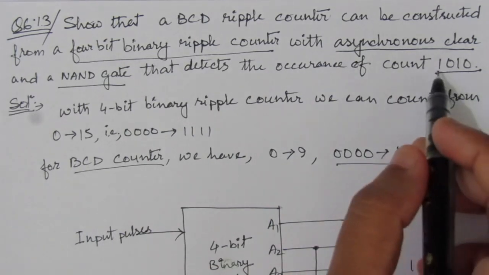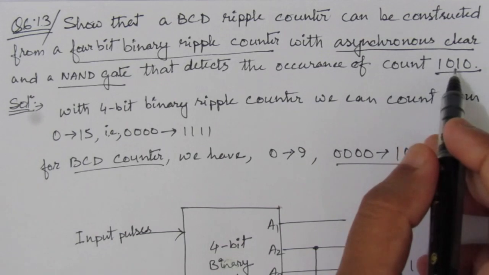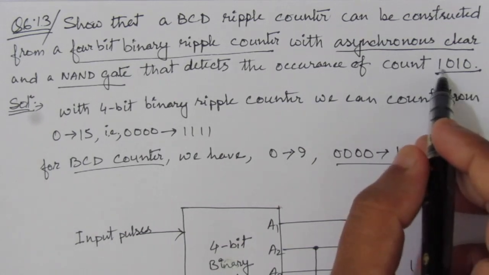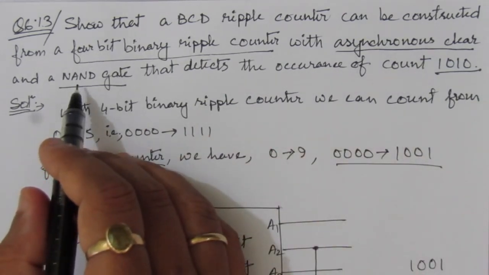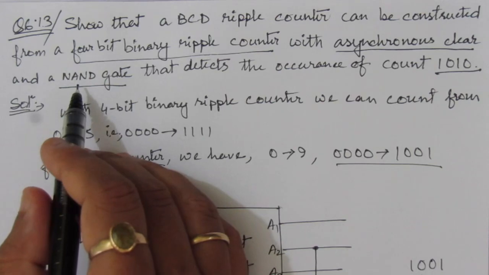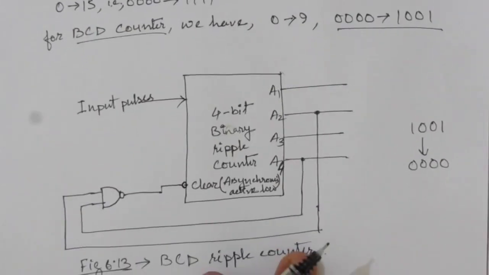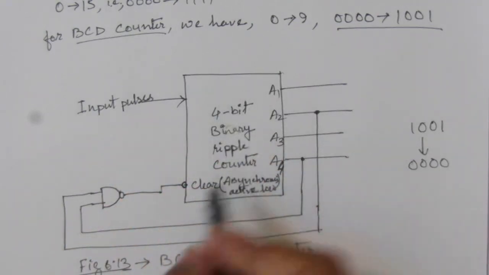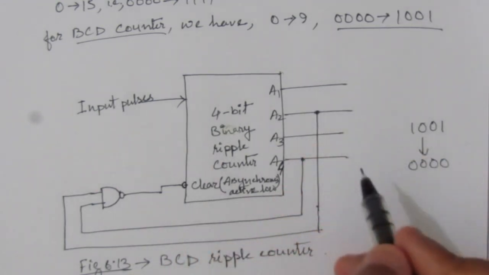Whenever we arrive at 1010, suppose this is the most significant bit A4, this is A3, this is A2, and this is A1. Whenever A4 and A2 are connected to the inputs of a NAND gate, we will get 0 at the output. That will reset the outputs of this binary ripple counter. Here we have input pulses. This is a 4-bit binary ripple counter, and here we have introduced a clear input. The function of this clear input is to reset all the outputs to 0000.